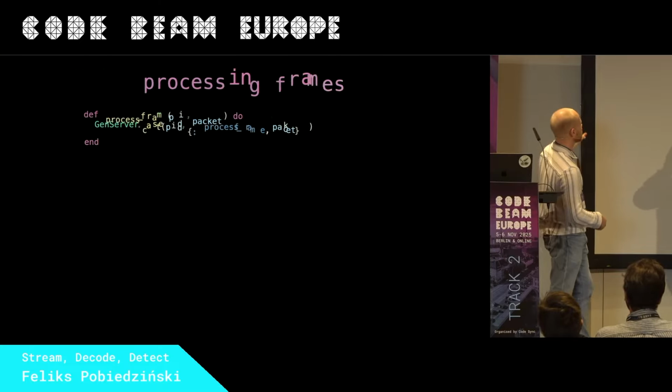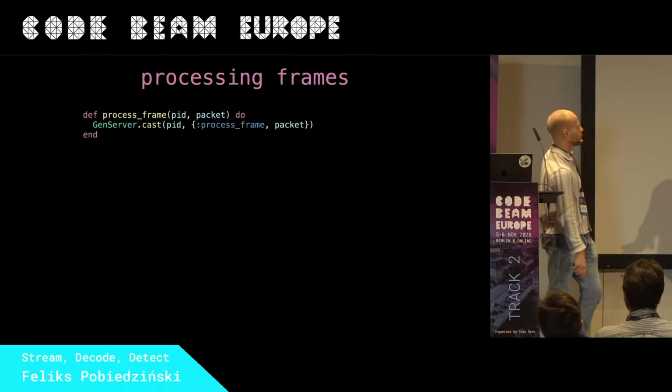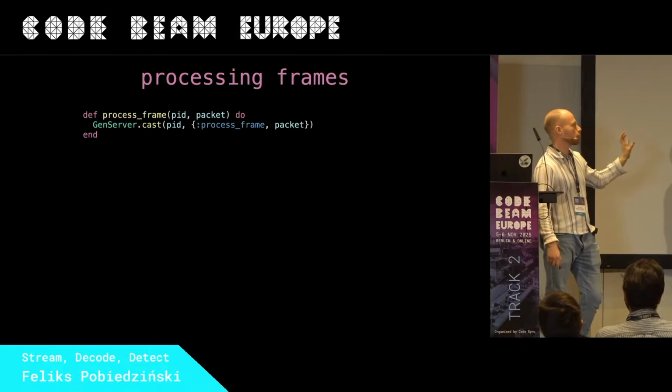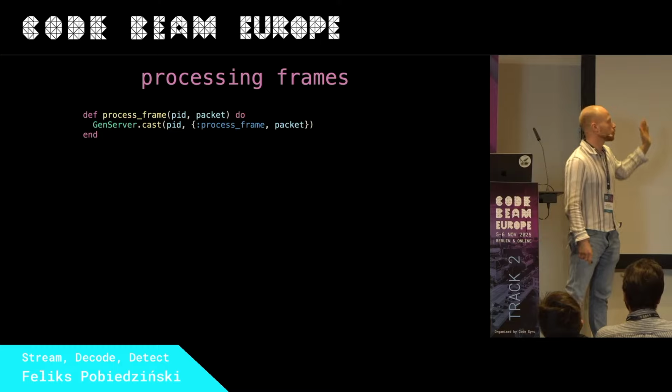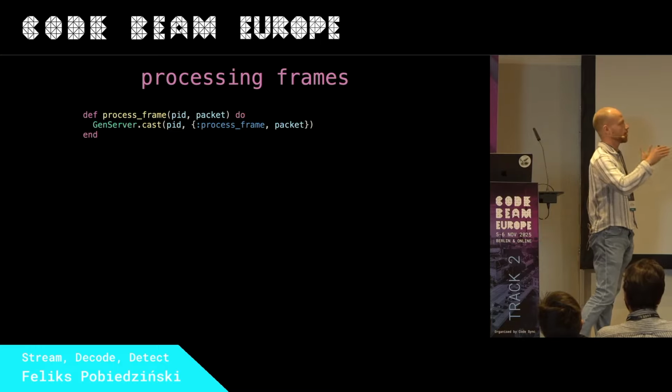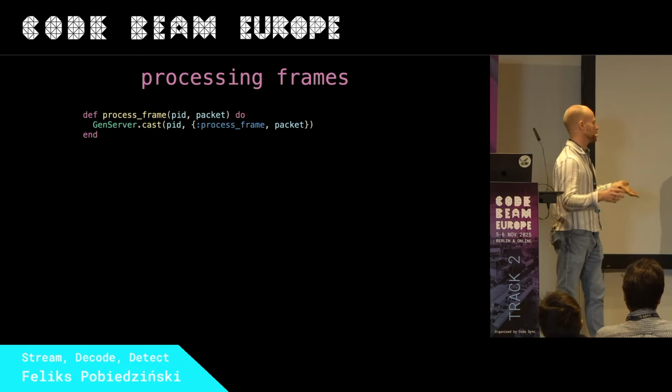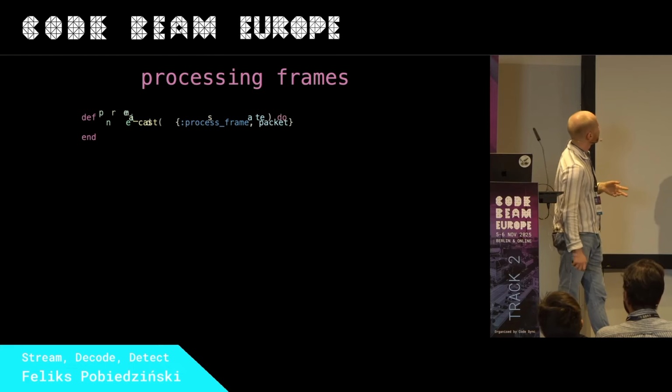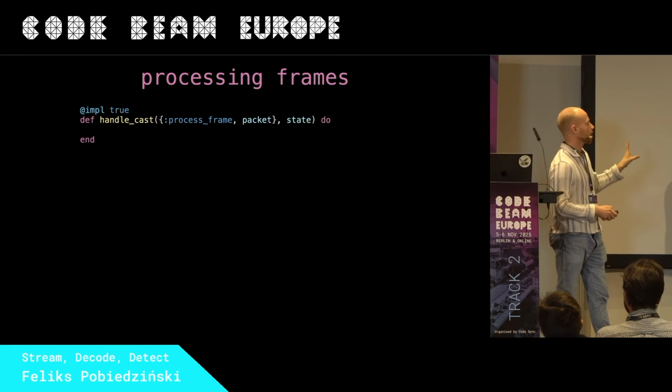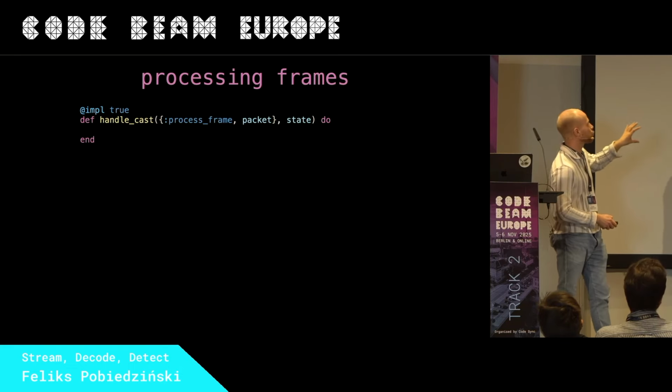Then in the process frame function, I will cast the Boombox packet to my YOLO GenServer. And in this case, the Boombox packet is almost the same as a raw frame and the same as an image. In the appropriate handle cast, I will receive the raw frame.